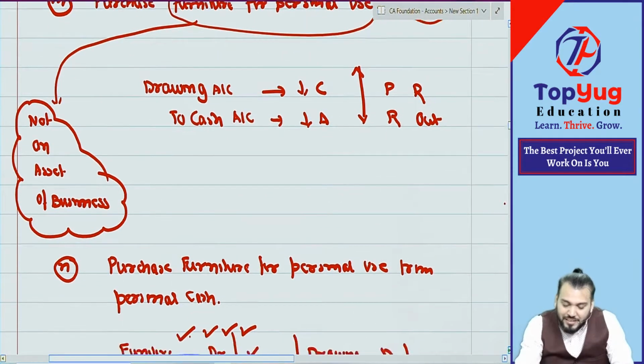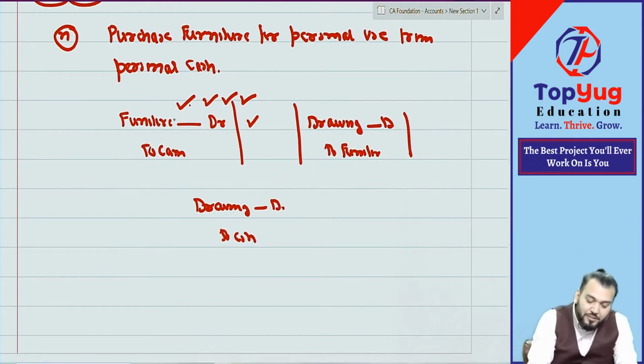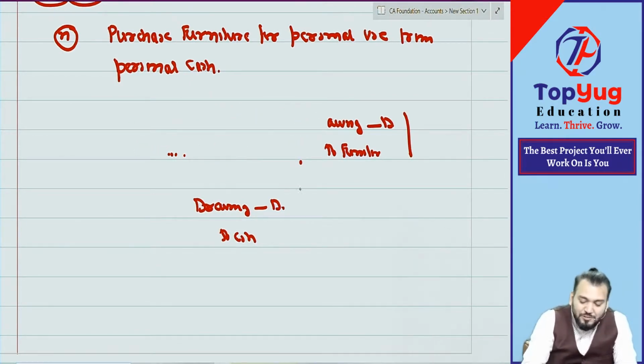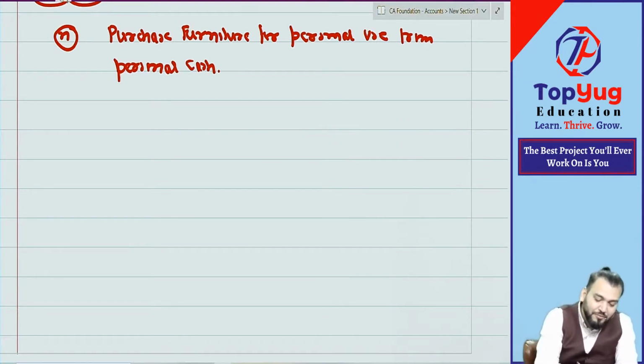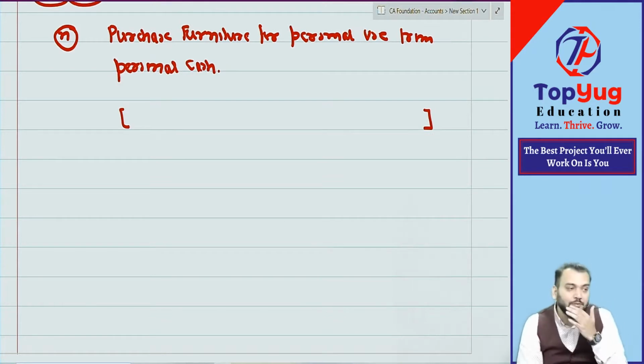So just write down: it is not a financial transaction. Why is it not a financial transaction? Because it will not affect the financial position of the business. Very good. Write down in your own words: it is not a financial transaction as it will not affect the financial position of the business.